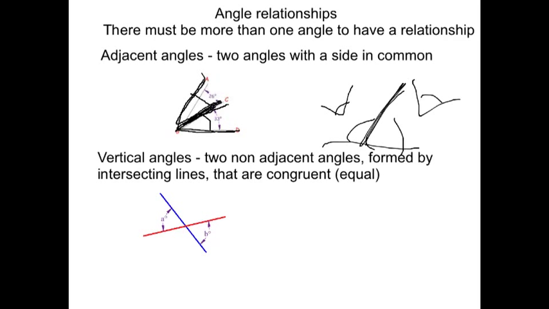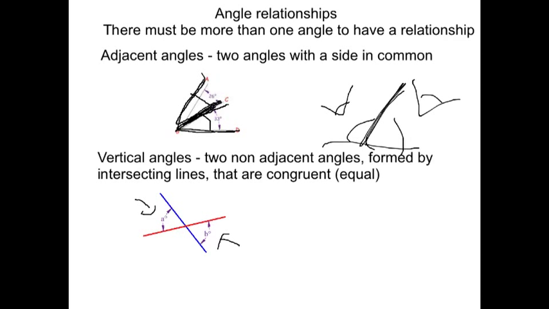Vertical angles. So vertical angles are created by two intersecting lines. If you look at the blue line and the red line, they intersect, they cross. And when they cross, they form four angles. The ones that we're focusing on right now are A and B. A and B are non-adjacent. They don't have a common side. There's no side that they share.